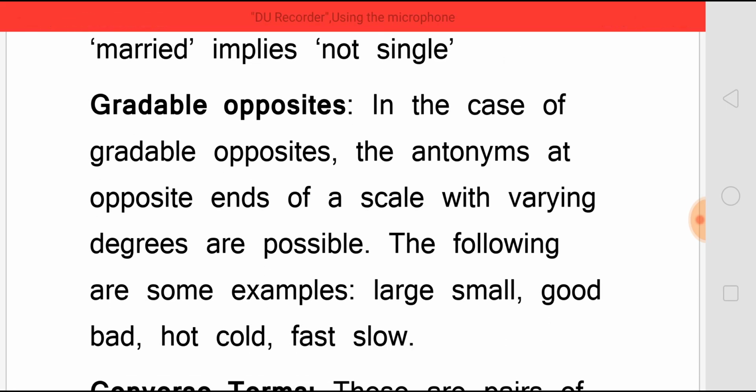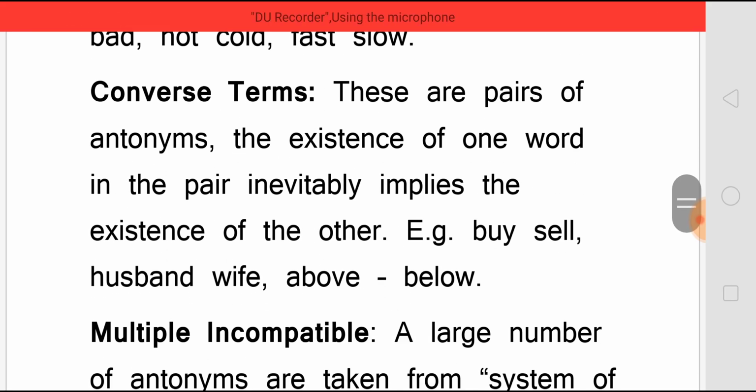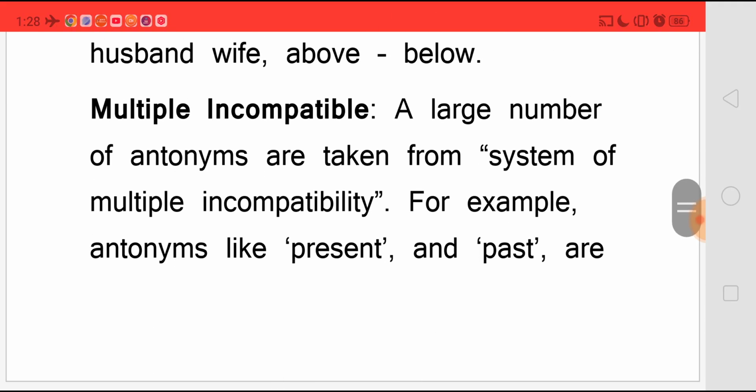And then we have gradable opposites. In the case of gradable opposites, the antonyms are at opposite ends of a scale with varying degrees possible. The following are some examples: large, small, good, bad, hot, cold, fast, slow. And then we have converse terms. These are pairs of antonyms. The existence of one word in the pair inevitably implies the existence of the other. Example, buy, sell, husband, wife, above, below. Then we have multiple incompatibility. A large number of antonyms are taken from the system of multiple incompatibility.